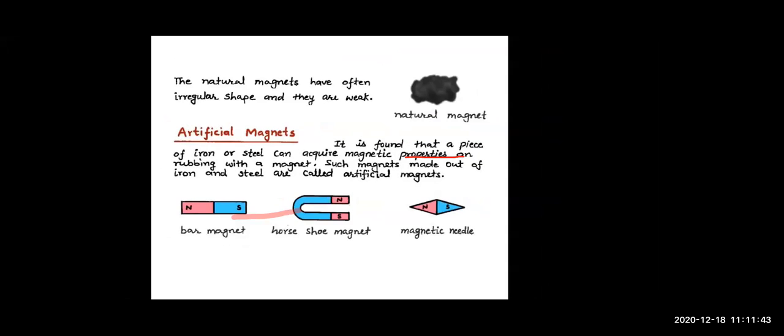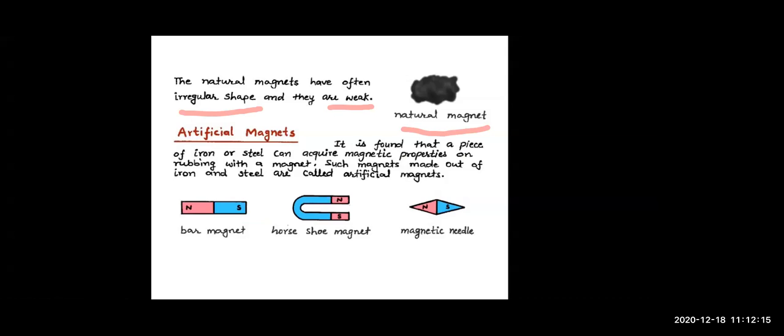The magnets which occur naturally in nature are just like stones, meaning they are of irregular shape and their strength is weak. Right? This is about natural magnets. Now, such weak strength magnets cannot be used in many applications. So what did man do?